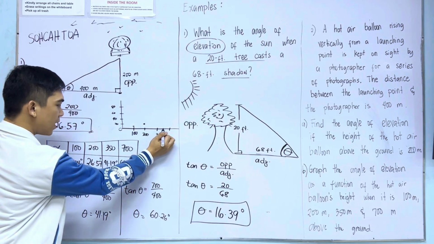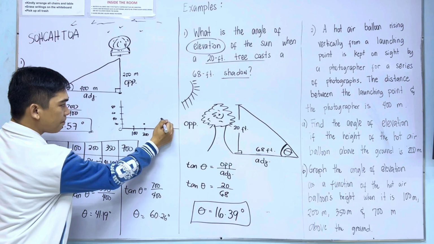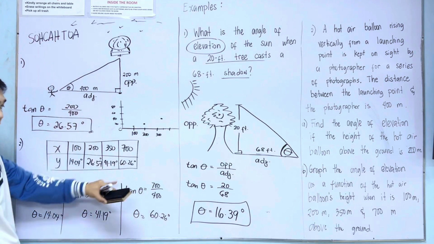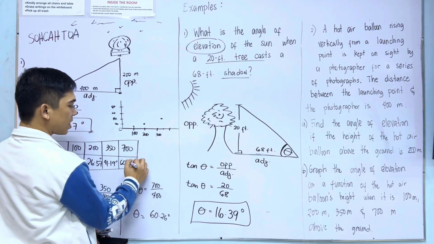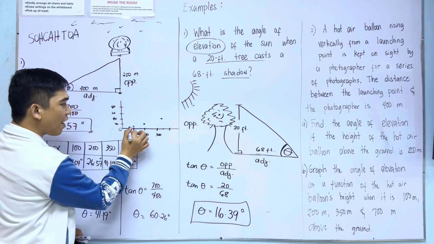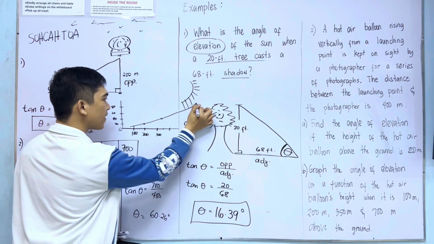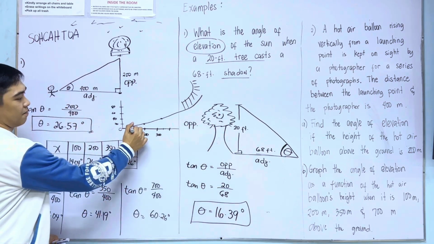350, 41. Lagpas na 40. And 700, 60.26. Let's say dito 700. So, yung graph na tinutukoy niya, pag ganyan siya. Increasing.